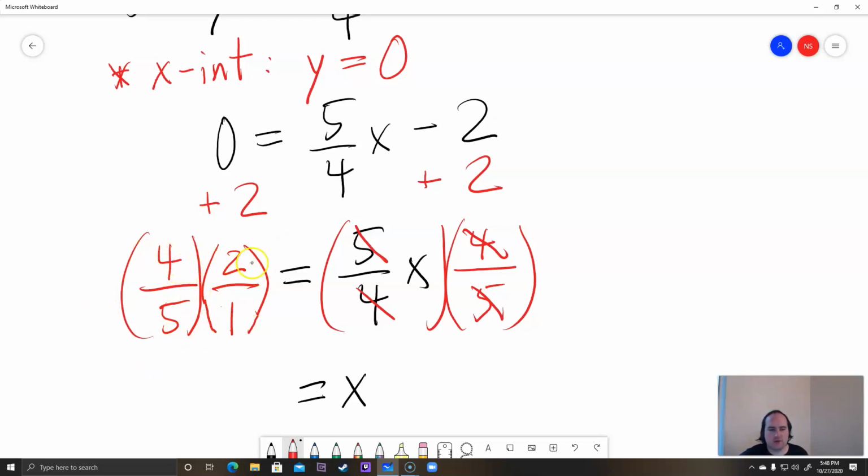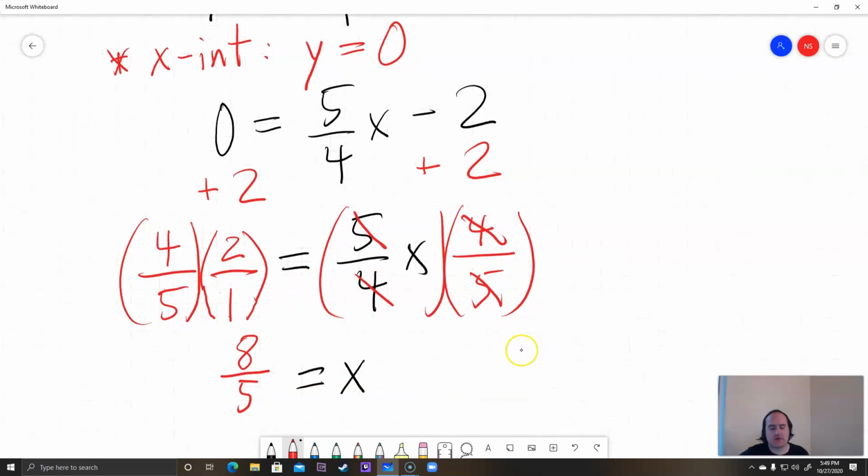So 4 times 2 is 8. And then on the bottom, 5 times 1 is 5. Okay? So we actually get our intercept is going to be x equals 8 over 5. Which is a little strange because I know we're used to having the intercepts from the last one. The intercepts were just integers, so they were counting numbers. But this time we have a fraction, so it's going to be a little bit harder to sketch it. But 8/5 is our intercept.